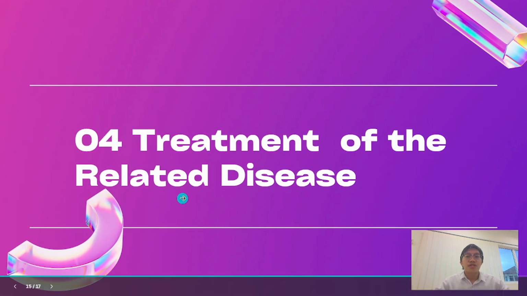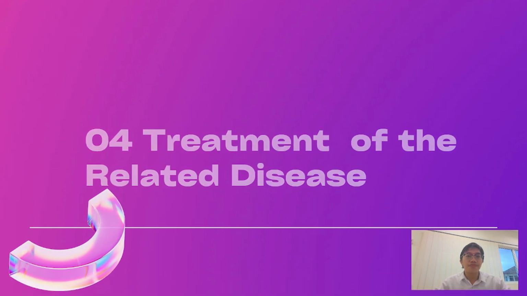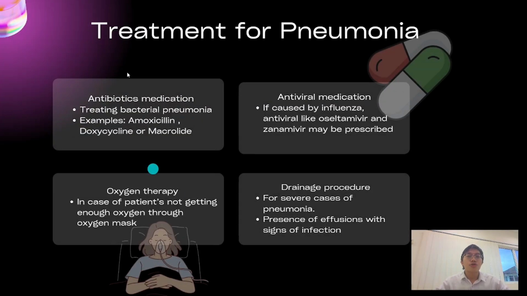So according to the treatments of pneumonia, there are a lot of treatments offered nowadays to treat pneumonia. For the first one, we have antibiotic medications for bacterial pneumonia. The doctors will prescribe antibiotics such as amoxicillin, doxycycline, or macrolide. For viral pneumonia, the patients might be prescribed antiviral medications such as oseltamivir and zanamivir.